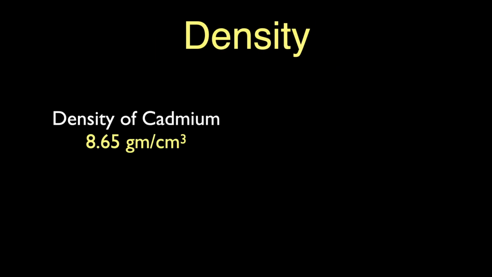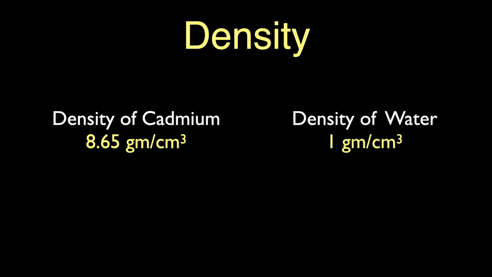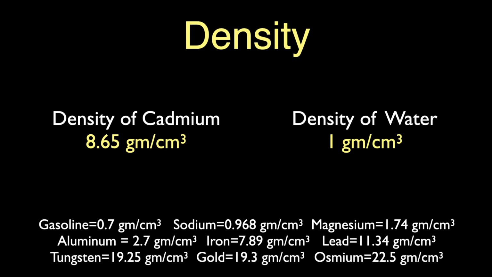Cadmium is moderately dense at 8.65 grams per cubic centimeter. Remember that water has a density of 1 gram per cubic centimeter. I've put up a couple more densities for comparison. Cadmium is slightly denser than iron at 7.8 grams per cubic centimeter.